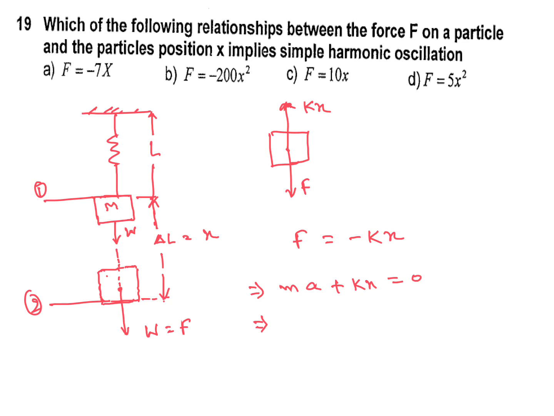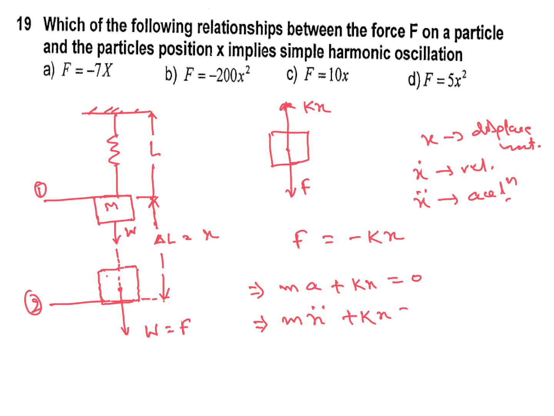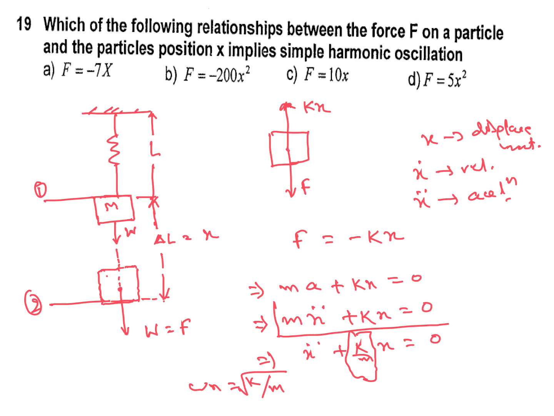So x is displacement, the first derivative x dot is velocity, x double dot, the second derivative, is acceleration. Mass into x double dot plus kx equals 0. X double dot plus k by m into x is 0. And we know omega n, natural frequency, is root over k by m. From here we will get that. This is the SHM equation. This is also important.